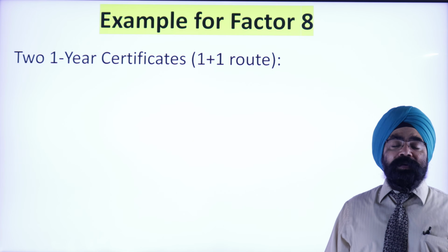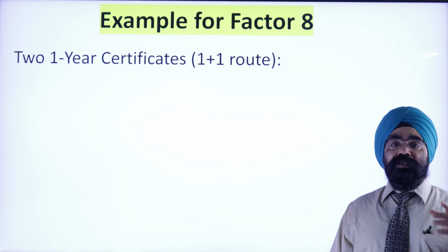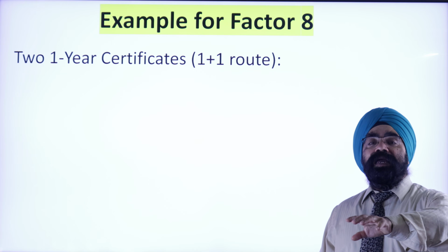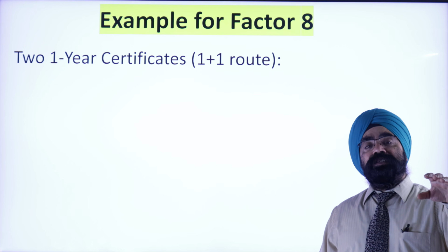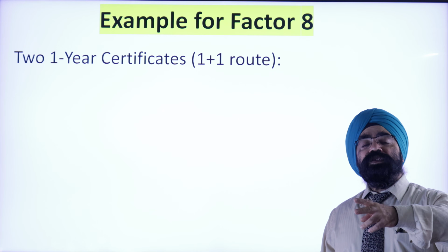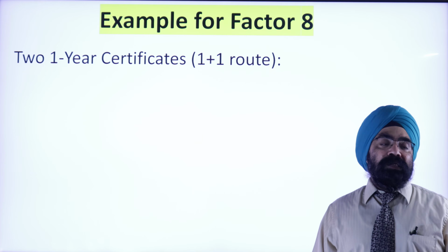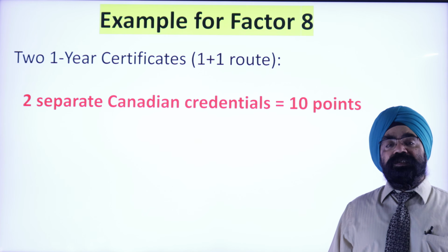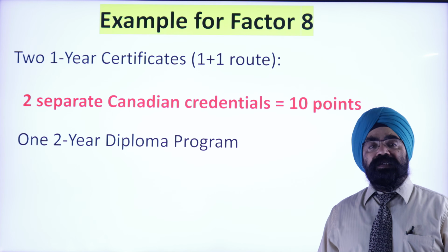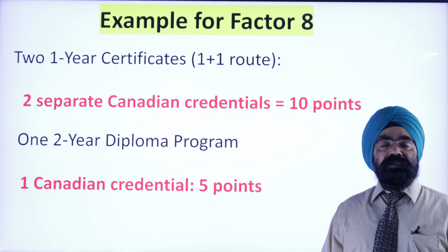So 2 separate credentials. Suppose you have done business and suppose you have done logistics, supply chain. So 2 courses, business 1 year, supply chain 1 year, you get 10 points. But if you have done a 2 years diploma, you get only 5 points. So here there is an advantage to those who have done 2 different courses.